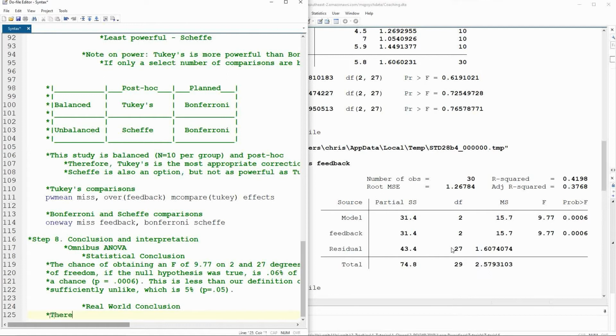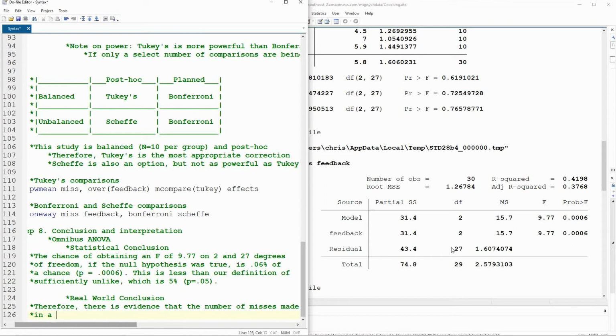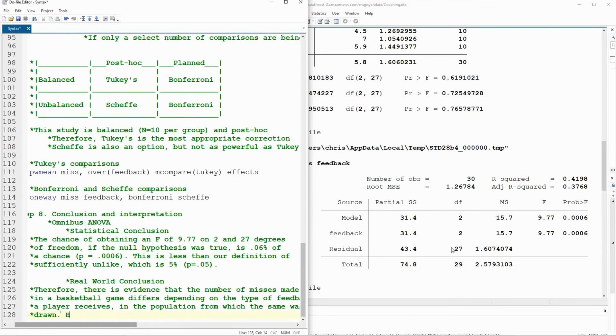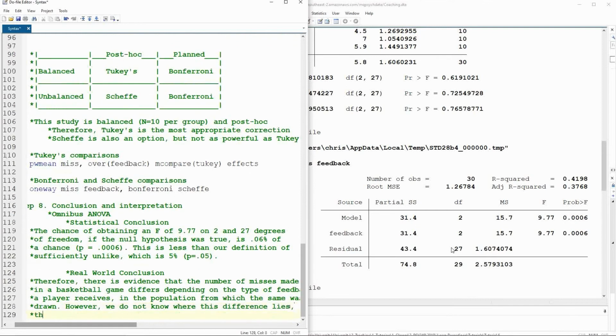The real-world conclusion is, therefore, there is evidence that the number of misses made in a basketball game differs depending on the type of feedback a player receives in the population from which the sample was drawn. However, we do not know where this difference lies. Therefore, second stage analyses are justified.